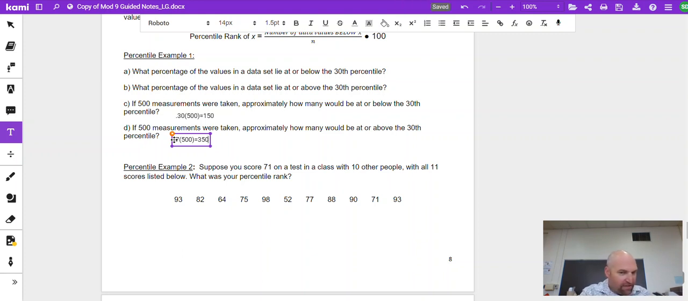Not too tough. Let's look at this guy right here. Percentile. Suppose you score 71 on a test with 10 other people with all 11 scores listed below. What is your percentile rank? All right. So what we got?